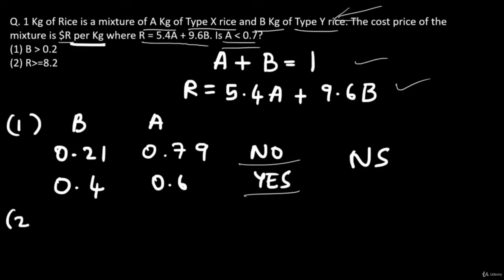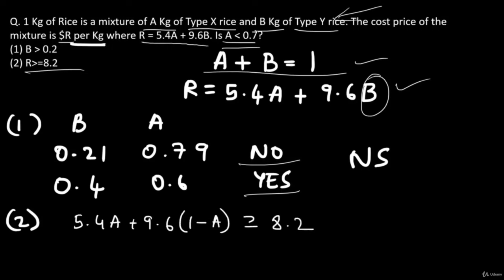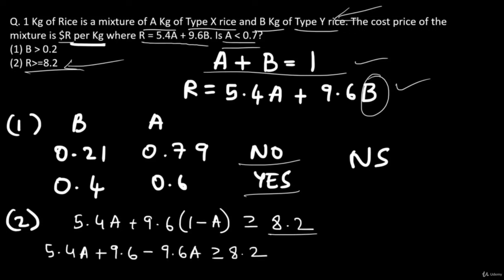Alright, what about statement 2? It says that R is greater than or equal to 8.2. So R is 5.4 into A plus 9.6 into B, and for B, let me plug in 1 minus A. So 5.4A plus 9.6 into 1 minus A is greater than or equal to 8.2. So that's what's given in statement 2. Alright, now let's simplify this. I get 5.4A plus 9.6 minus 9.6A is greater than or equal to 8.2, right?